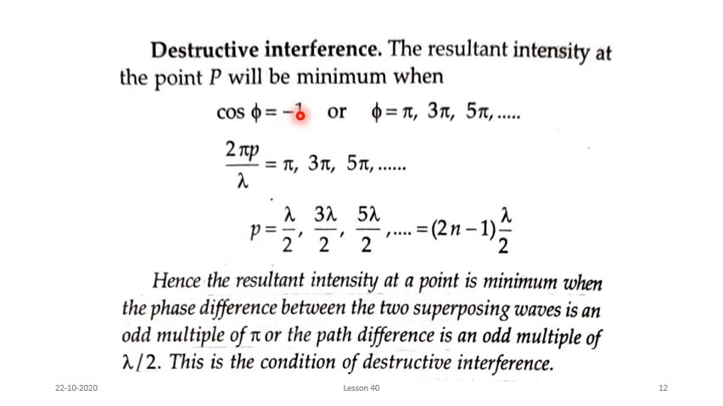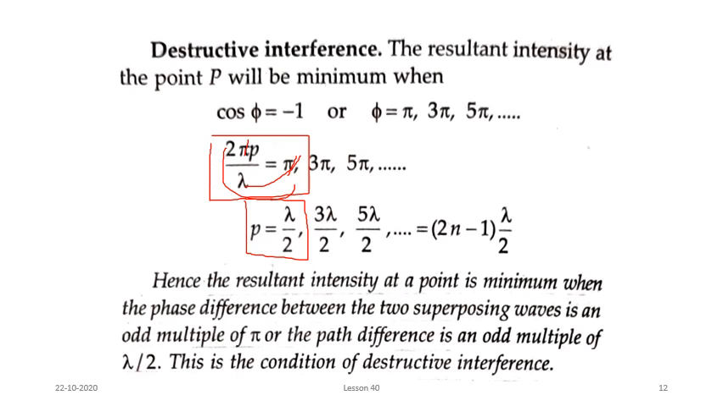Now just like our previous case, let us derive the condition for the path difference. If p is your path difference and we are writing it in terms of radians, then 2 pi p by lambda equals pi, equals 3 pi, and so on. Let us take a look at the first condition. In this case, pi and pi get cancelled, lambda will go to the numerator, 2 will go to the denominator. So I have path difference equals lambda by 2.